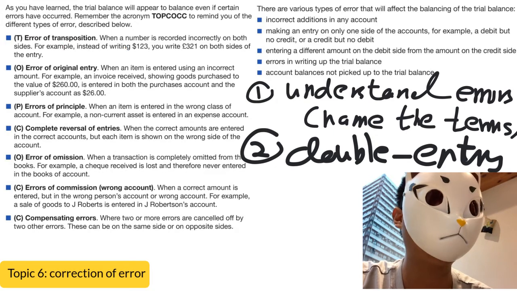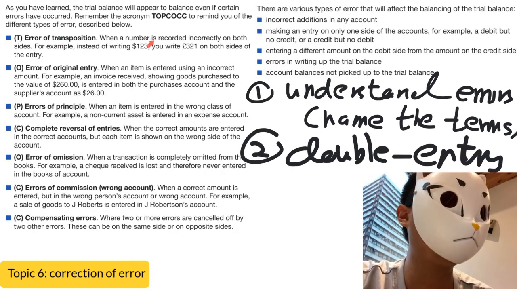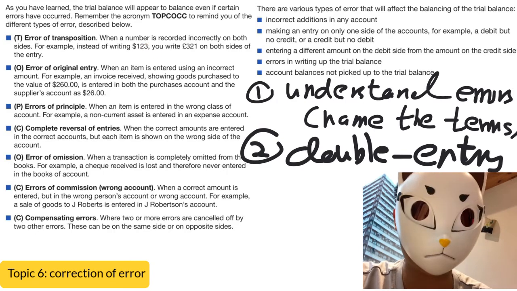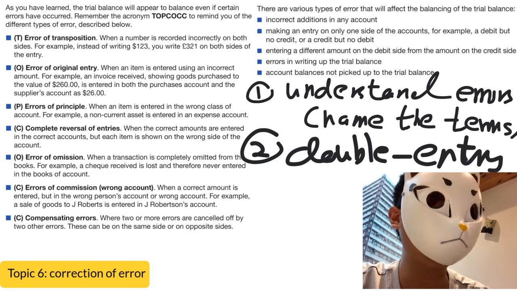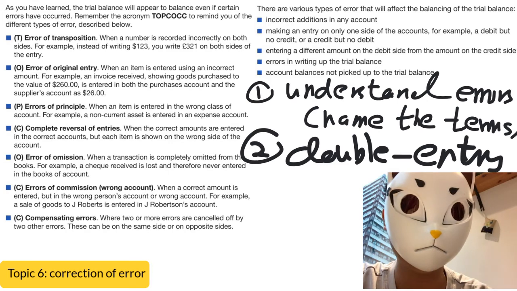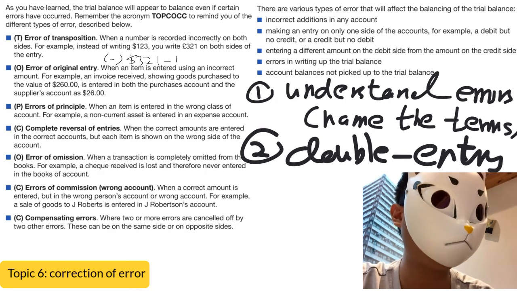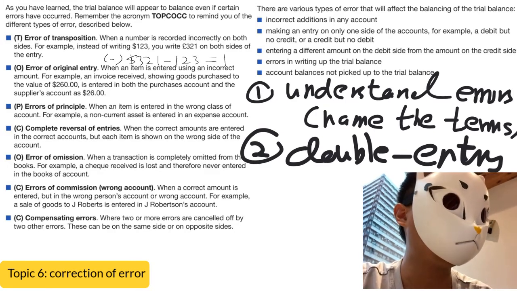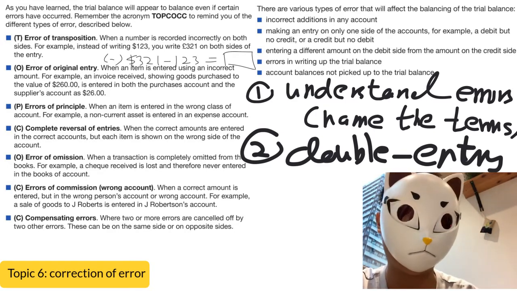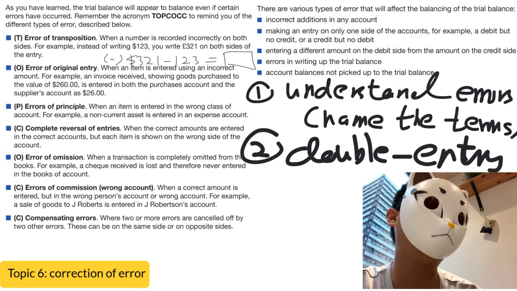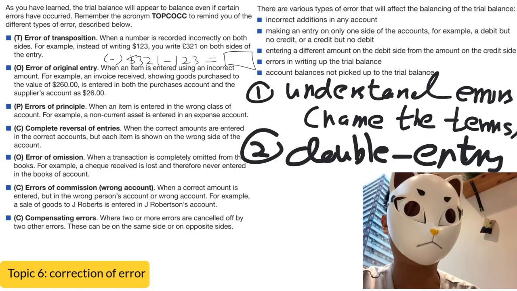Say for example, for 123 you record 321. So what you need to do is deduct the amount by 321 minus 123. This is how you do the correction of error. The amount of the double entry should be 321 minus 123.